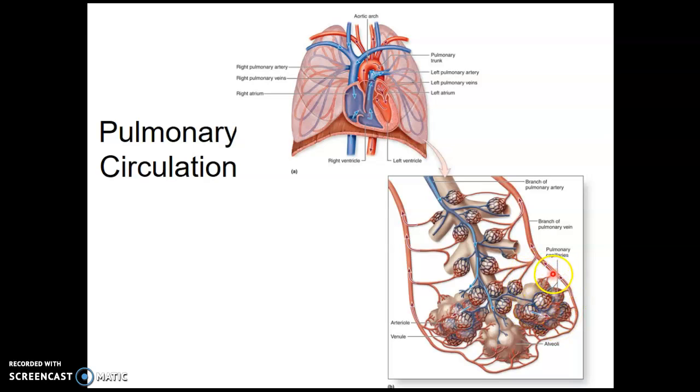Pulmonary capillaries are going to bring this oxygenated blood back up to the pulmonary arteries, the branch of the pulmonary veins. Those pulmonary veins are going to get right back in there. We're going to bring those pulmonary veins back into the left atrium, and so the cycle will continue.